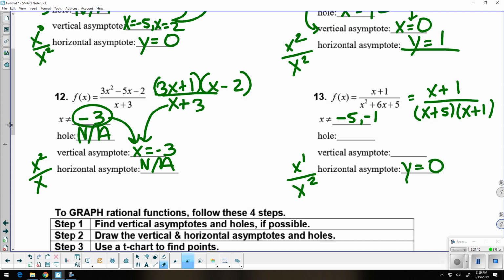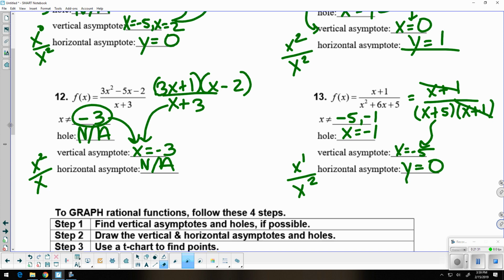Okay, is there a hole in this graph? Again, does anything cancel? Yes. So at x equals -1, there is a hole in this graph. Okay, the next one, vertical asymptote. Is there anything left in my denominator now after canceling? Yes. At x equals -5, I would have a vertical asymptote.